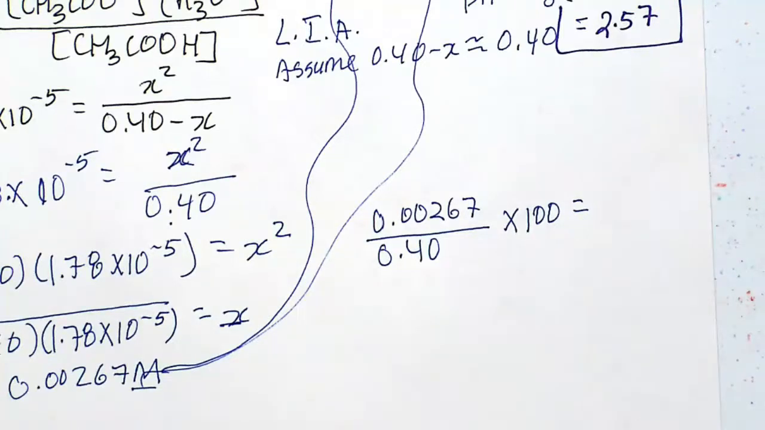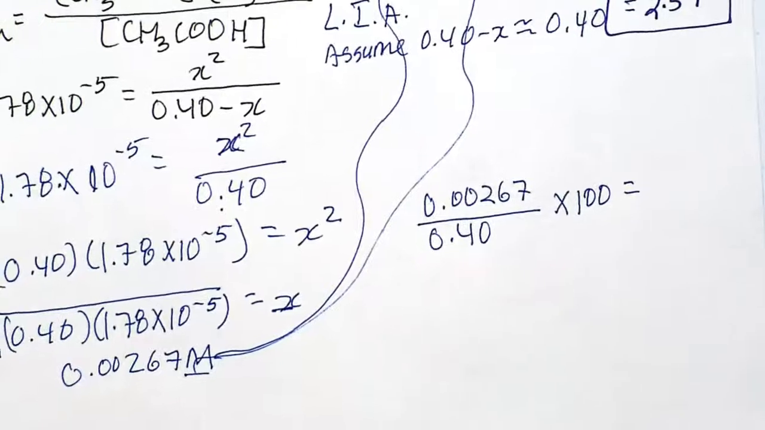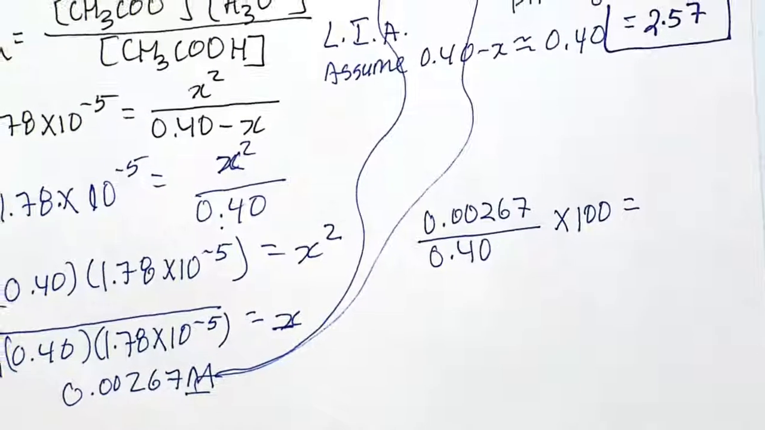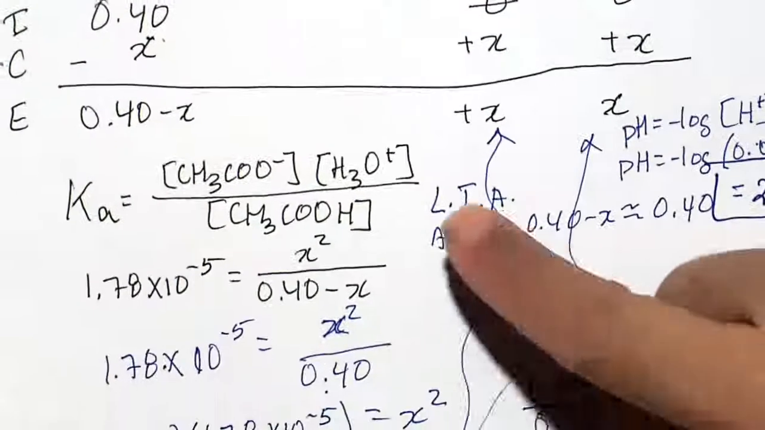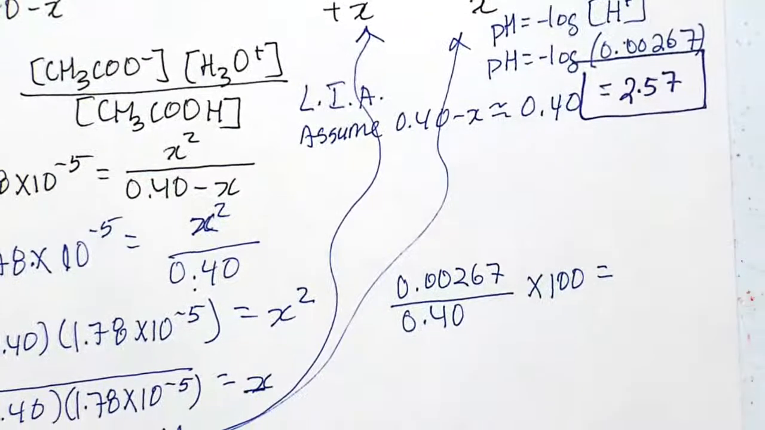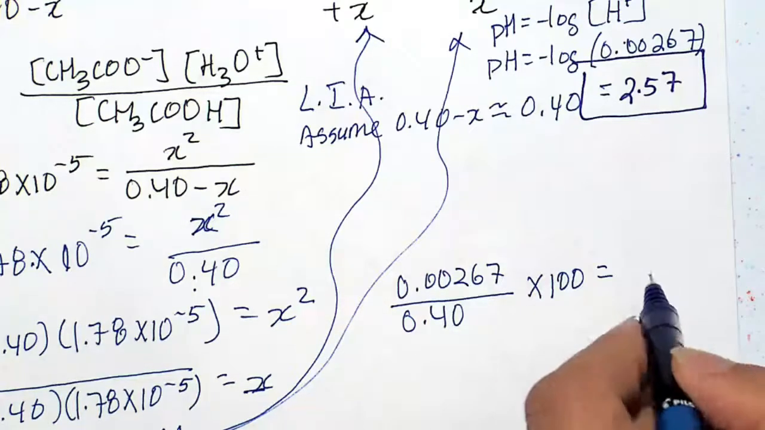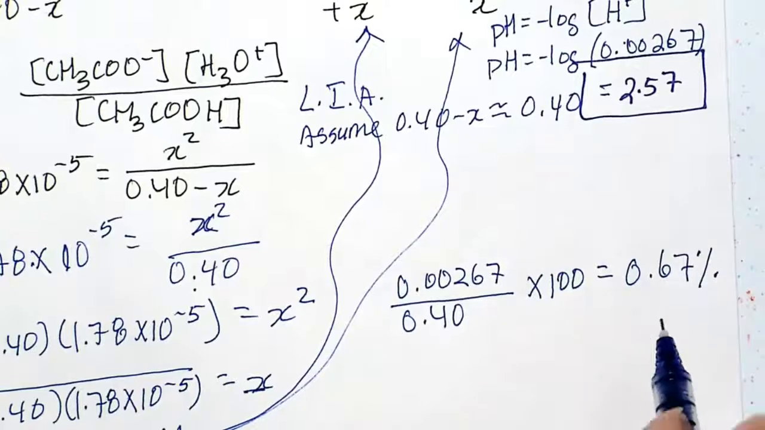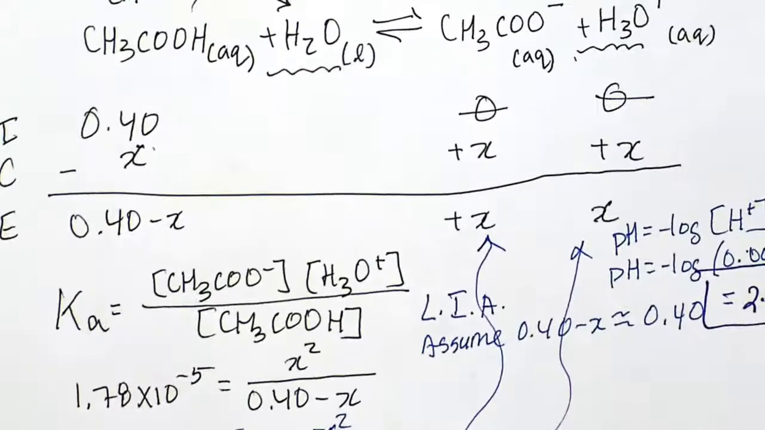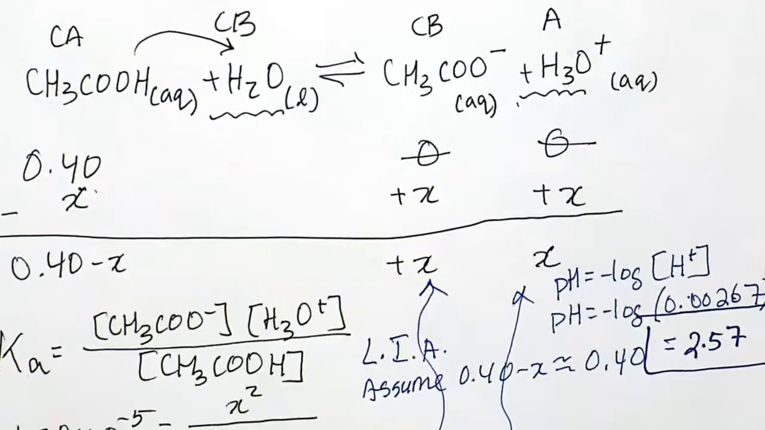If it's greater than 5% ionization, then we have to use the quadratic. It's just too strong of an acid. But if it's less than 5% ionization, then we are safe in our low ionization assumption. We can continue avoiding using the quadratic equation. And doing this on my calculator, I'm getting about 0.67%. Very, very well below our 5% threshold, and this is the answer to this problem. The pH here is 2.57.